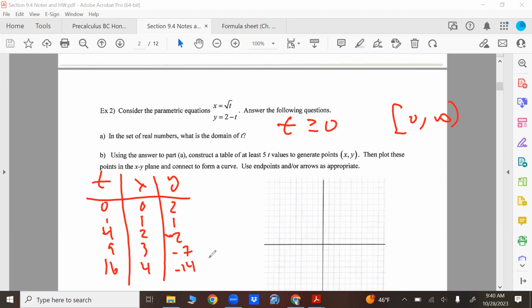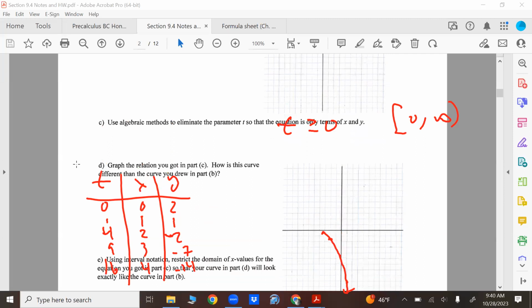Okay. Plot the points. So 0, 2; 1, 1; 2, -2; 3, -7, way down here. That's even further down below. So it looks like it's half a parabola pointing down. That's what it looks like to us. Half a parabola pointing down.